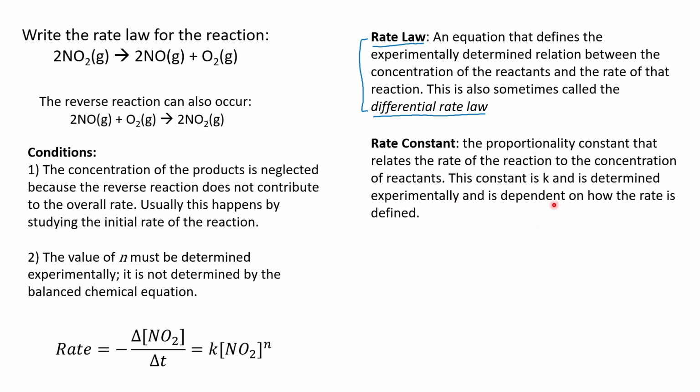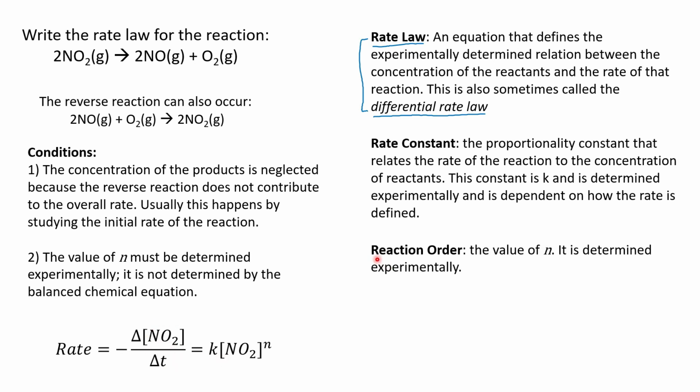It is also dependent on how the rate is defined. So in this rate law, we are defining the rate based on the concentration of nitrogen dioxide. We could also define the rate based on the change in concentration of nitrogen monoxide or oxygen. Those would have different values of K. So it's really important that you define your rate based on what you are monitoring. In this case, we're monitoring nitrogen dioxide.